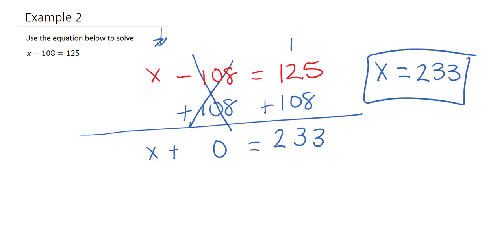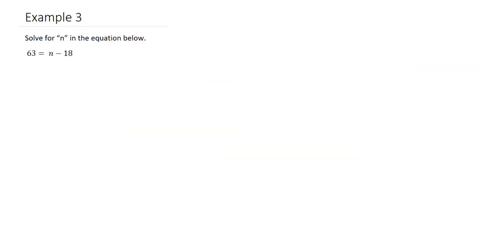And so you can go back and check by putting this value into here to make sure it equals 125. So if you put that in, if it equals that, you know you did this right, and so it's always a way to check yourself.